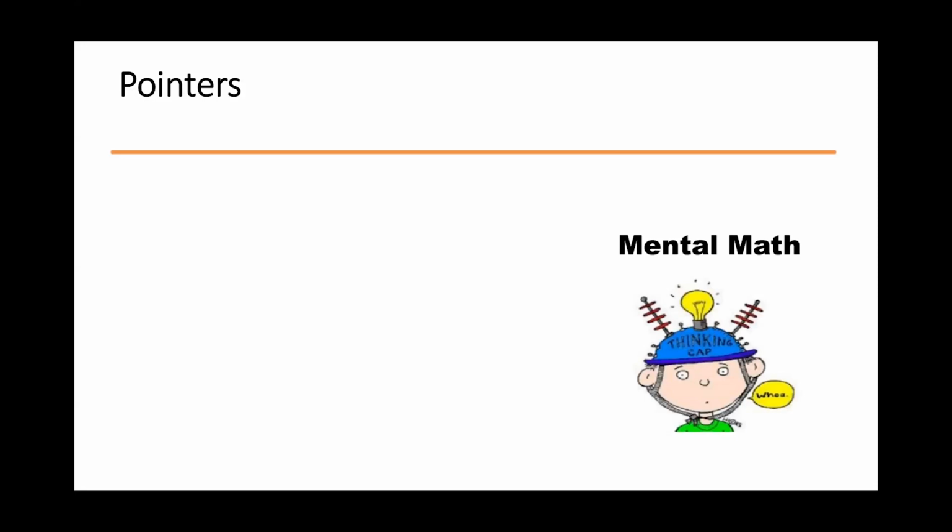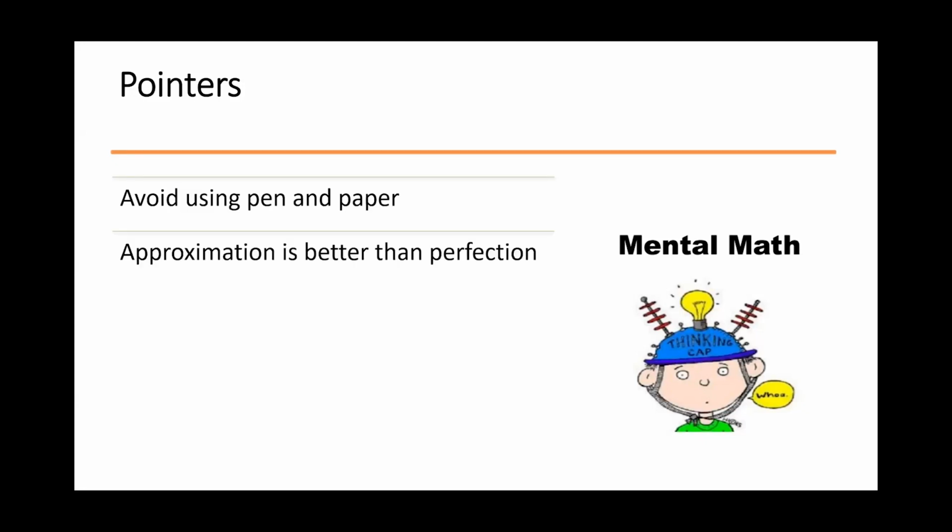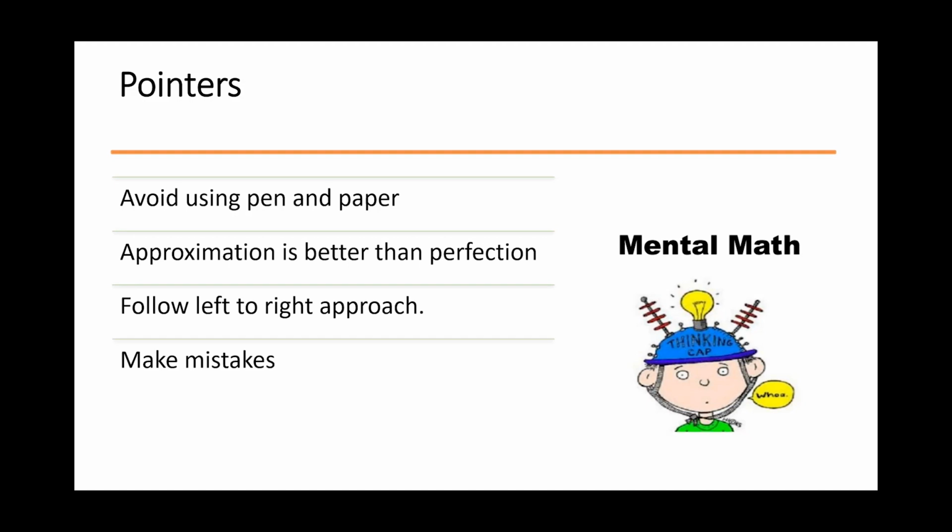Before we start with the multiplication methods, let's quickly go through the pointers. Try to avoid pen and paper. Approximation is way better than perfection. Just like in the case of multiplication of 11, follow the left to right approach. It's perfectly okay to make mistakes. The whole idea is that the methods are flexible, so be creative. It's okay to find your own methods.